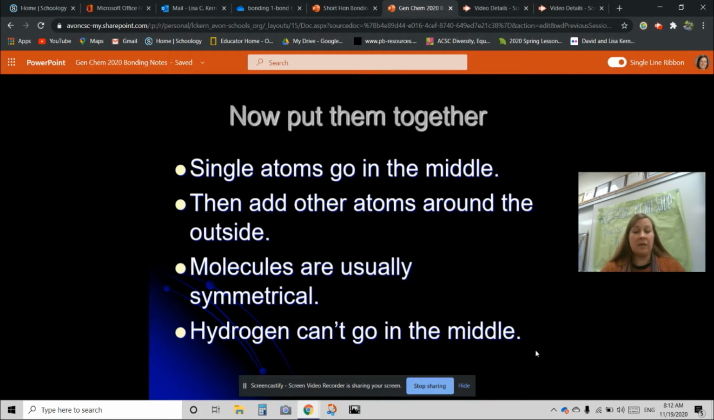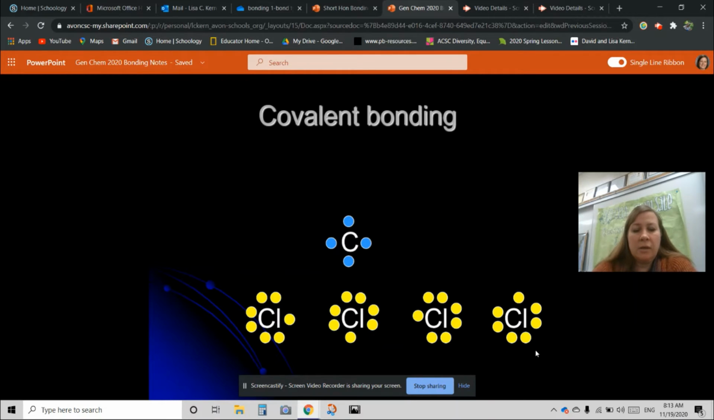Now we're going to put them together to make the molecule. So single atoms go in the middle. So we had a carbon and 4 chlorines. So 1 carbon and 4 chlorines means the carbon atom will go in the middle. And then we're going to add all the other atoms around the outside. Molecules are usually symmetrical. And hydrogen can never, ever go in the middle between 2 atoms. Of course, we don't have hydrogen in this one, so that's okay.